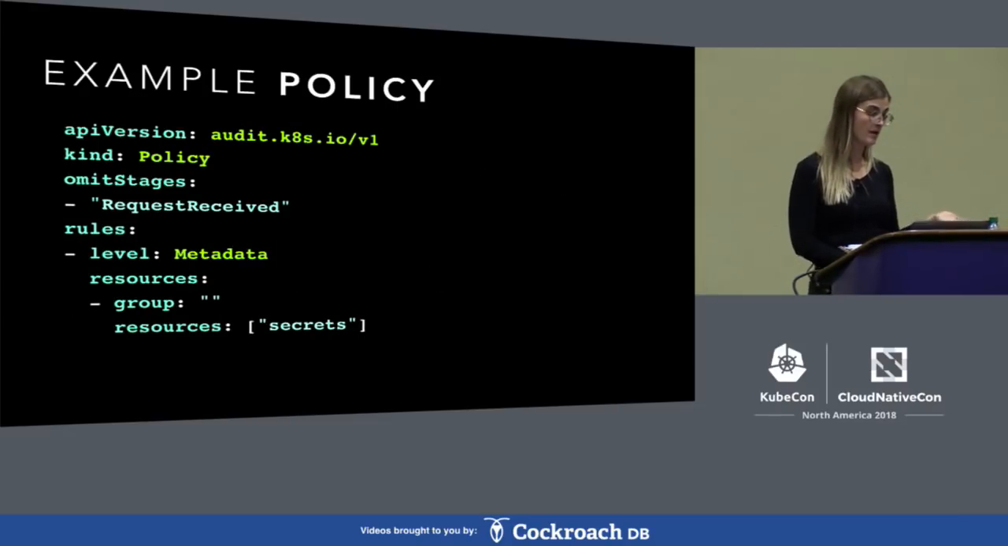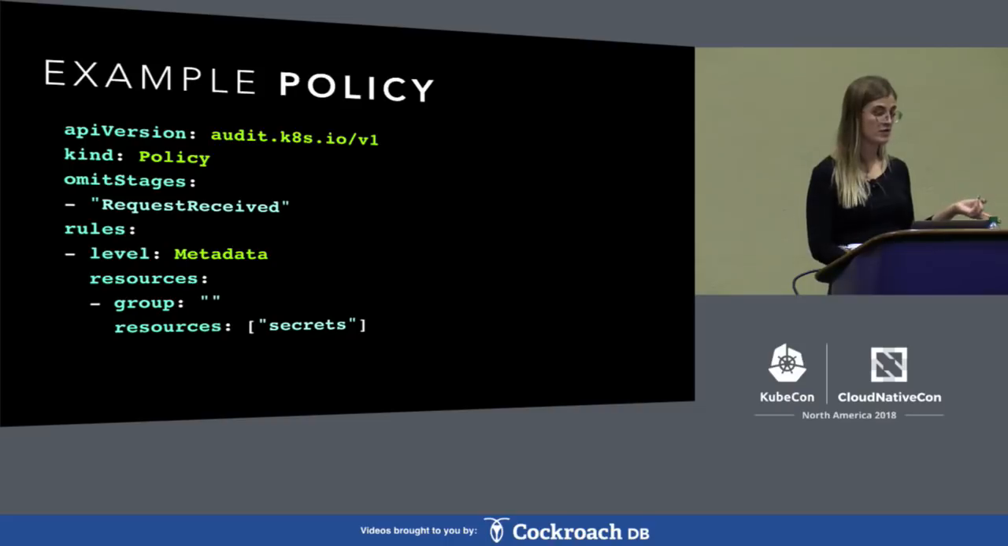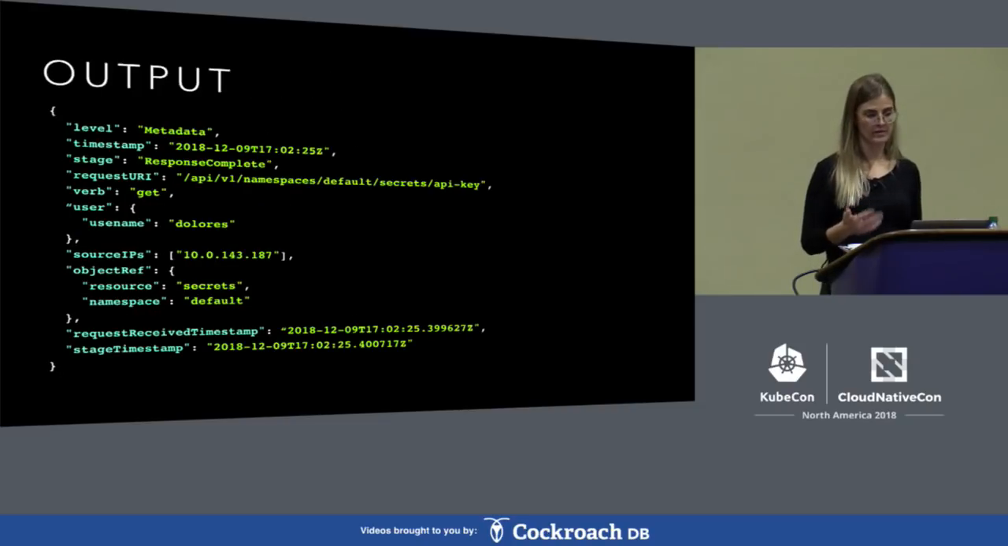So if I were to set a policy, it might look something like this. You can see this is just a Kubernetes object with a kind policy. I'm going to emit the stage request received. I'm only interested in metadata, and I'm only interested in secrets. So what that would come out to is a log that looks something like this.